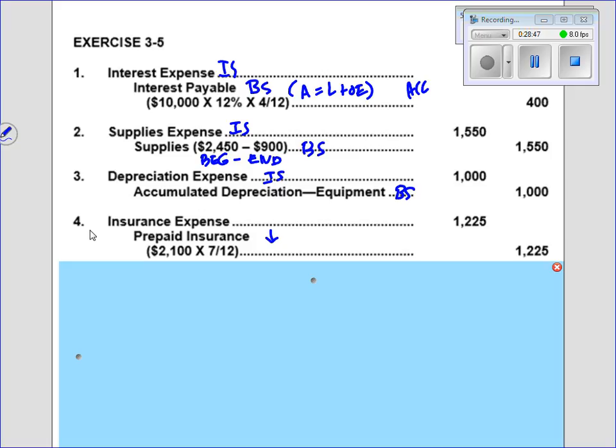The math to get there: we had a $2,100 insurance policy times June, July, August, September, October, November, December. Those 7 of 12 months were used. And that's how we got that $1,225. So the 7 is the months used from June to December.